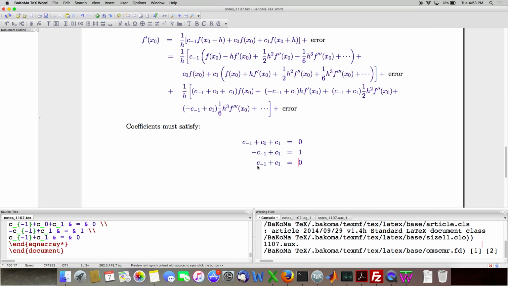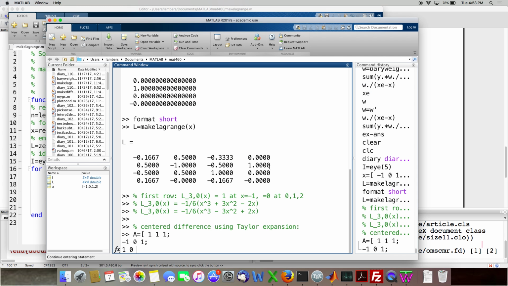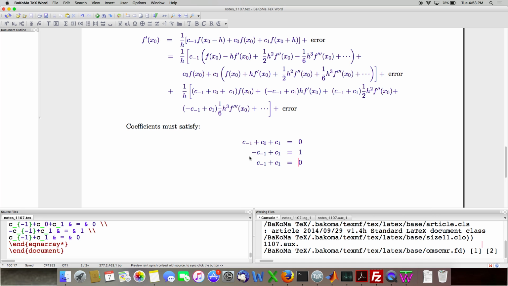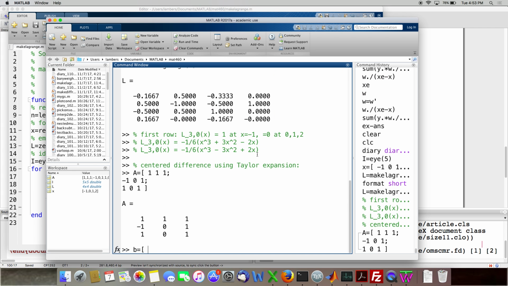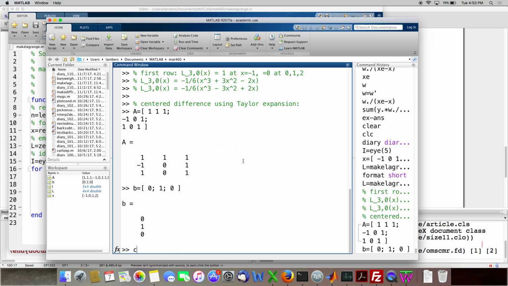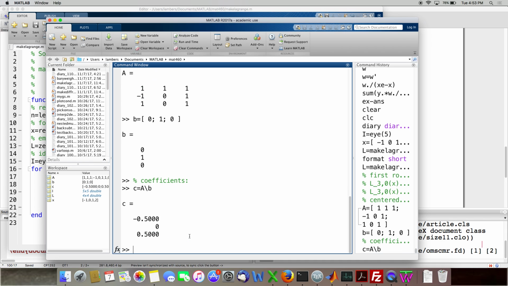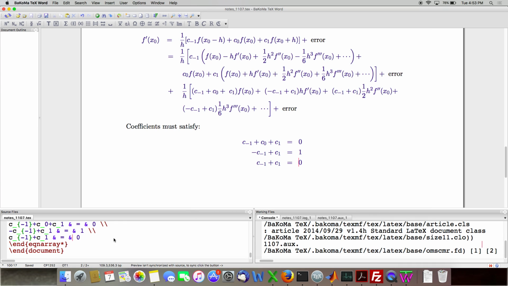Third row, coefficient of c minus 1 is equal to 1. There's no c0, so that gets a 0. And then I have a c1 by itself. So those are my coefficients of this linear system that I have right here. And then I have the right side: 1, 0, 1, 0. So now my coefficients of my numerical differentiation scheme, A backslash B, A inverse B. So I'm solving a system of linear equations. And I get minus 1/2 for c sub minus 1, 0, so f of x naught is not involved at all, and then 1/2 for c1.